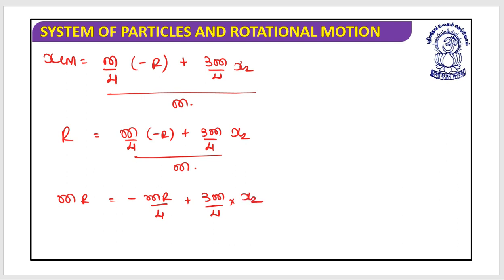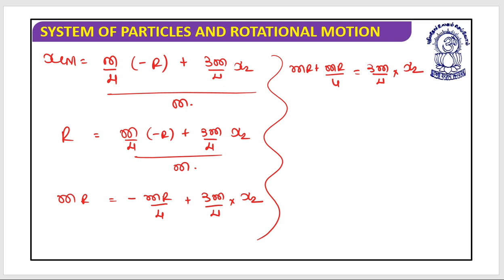I hope this is clear. Yes, so let's solve this. It's mr plus mr by 4, this is equal to 3m by 4 into x2. This is 1 plus 1 by 4, which is equal to 5 by 4 mr, which is 3m by 4 multiplied by x2. This 4 has gone, this m has gone, and x2 would be equal to 5 by 3 r. I hope this is clear. So 5r by 3 is the answer. Got this?